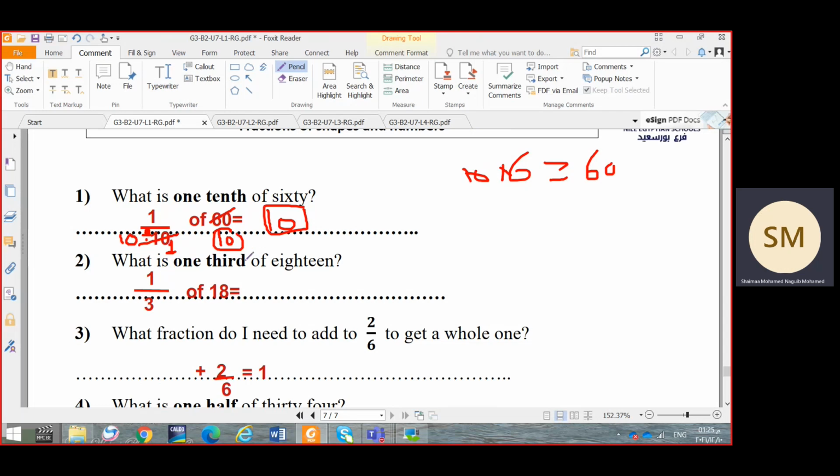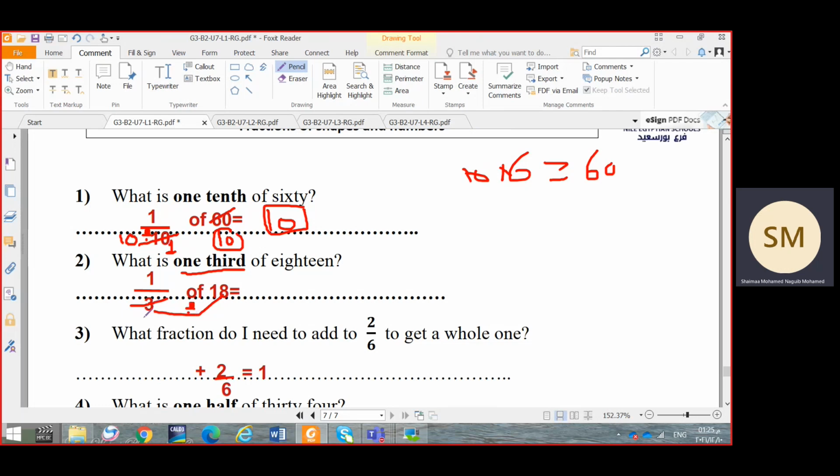What is 1/3 of 18? 1/3. I will translate every word in 2 digits. So it will be 1 over 3 of 18. I will make a divide. So I will divide on the denominator. Remember this step because we will develop it in questions.